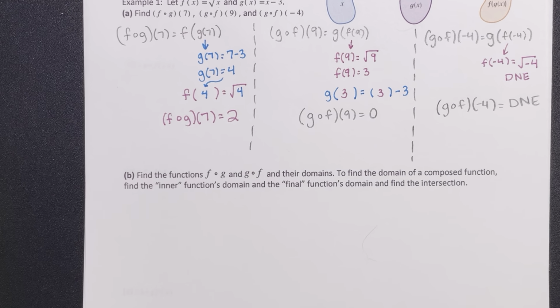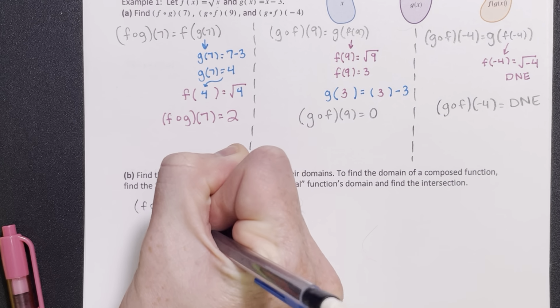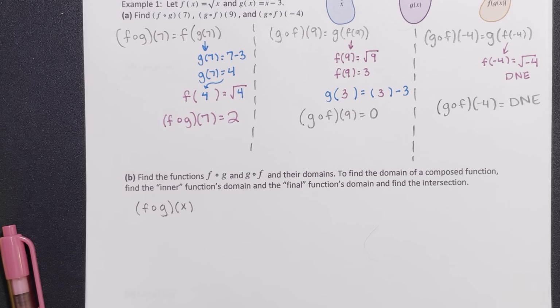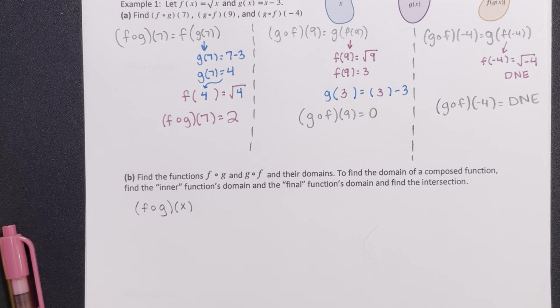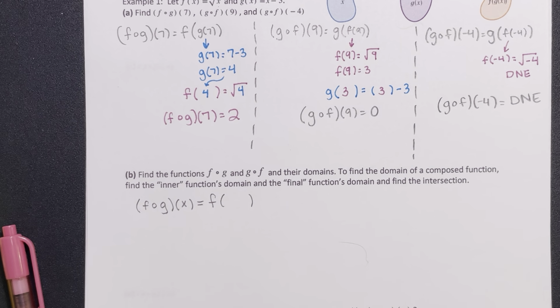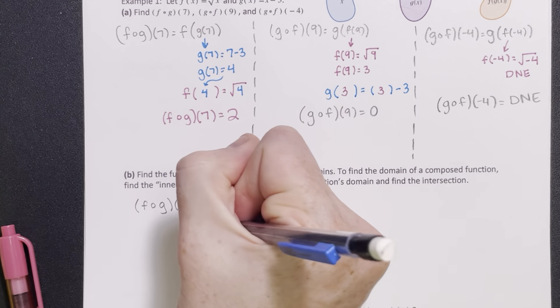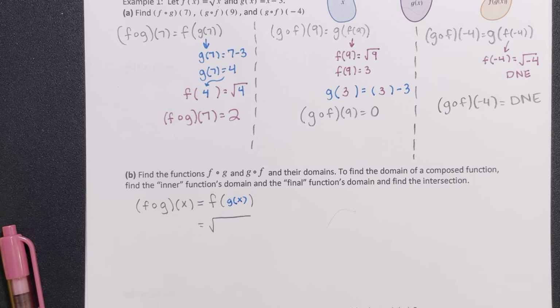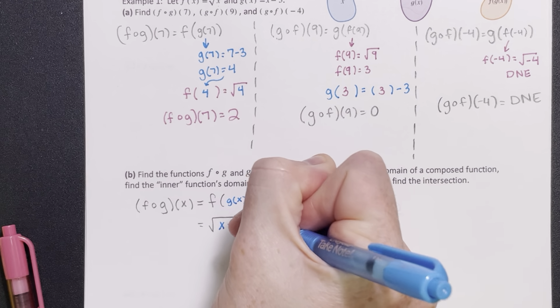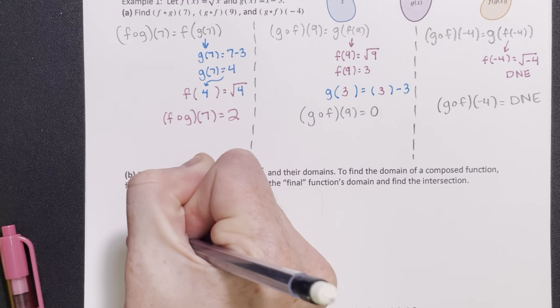In part B, it just says find the functions f of g and g of f. That's different than finding the actual evaluation, because we're finding the function f of g of x, and it doesn't have that on there, but that's what it's implying. That would mean you start with your f function, and inside of f is going your g of x. Our f function was the square root of x, so I'm going to put g of x inside of that, which is x minus 3. There's nothing I can do to simplify the square root of x minus 3, so we could just say that is f of g.